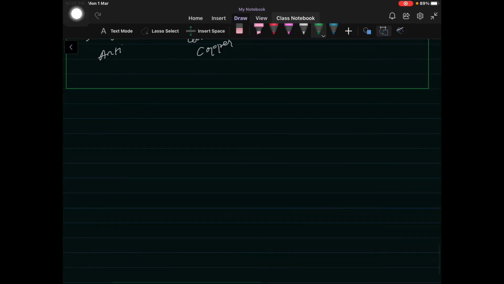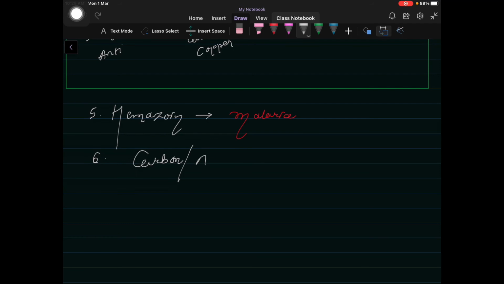Now the next one, that is hemozoin. That is the fifth pigment that gets accumulated within the cell, the hemozoin, which gets accumulated in the case of malaria. When there is sporozoite formation, we know that hemozoin is the toxic pigment which is produced in our body and gets accumulated within the cell. Next pigment is carbon or anthracotic pigment. As we know, the color of the carbon is pure black.